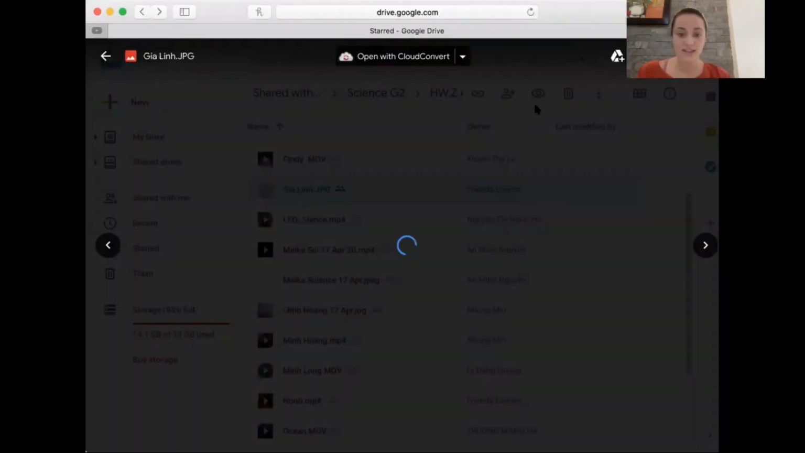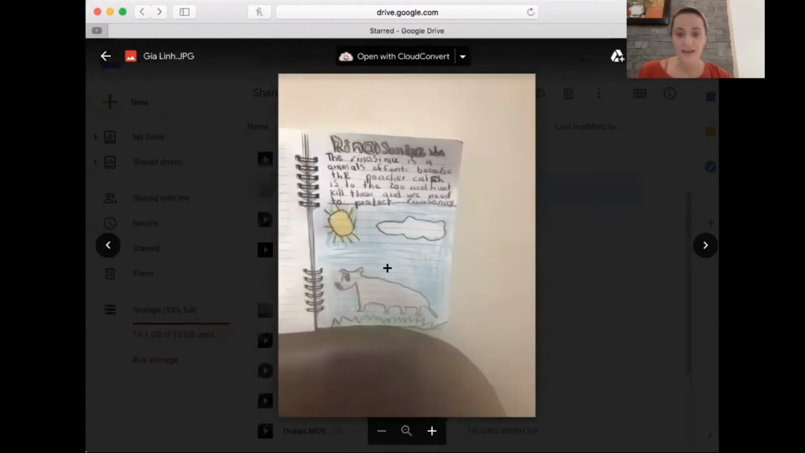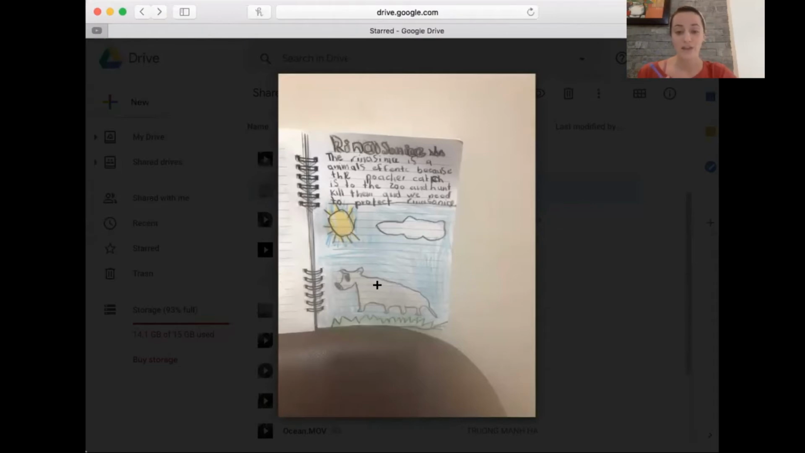Zalin just did some writing. Here she talks about the rhinoceros. People hunt and kill them. Very good drawing. But remember, Zalin, we're talking about climate change, right? Not the other things people do, but this is a very good point.